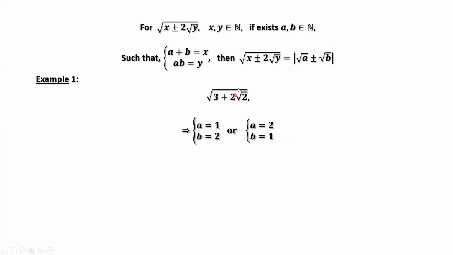So here we can go back, use the solution. Here we use plus. So inside of the absolute value, we use plus. Square root of A plus square root of B. Square root of 1 plus square root of 2, which is 1 plus square root of 2. This is the answer for example 1.